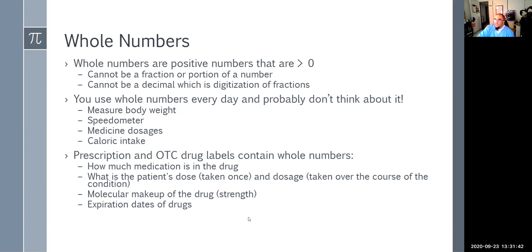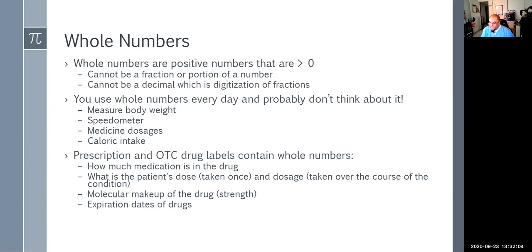Prescription and over-the-counter drug labels contain a lot of whole numbers. So that's kind of one of the things we'll use a lot of our math for, because we do deal in medications. You wouldn't think that we do, but medications are becoming a bigger and bigger part of our job as PTAs. We have to know what the patient's dose is, what they take every time, and what their dosage is, the amount of meds they take over that whole course of their condition.